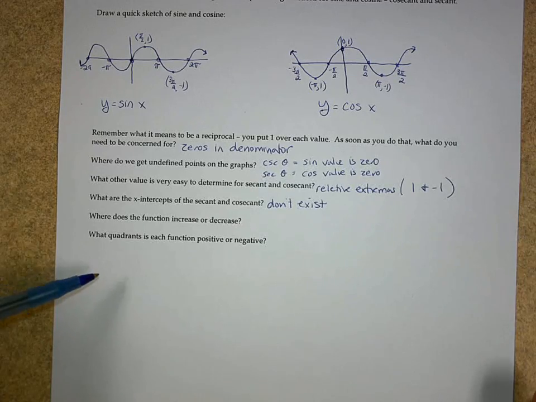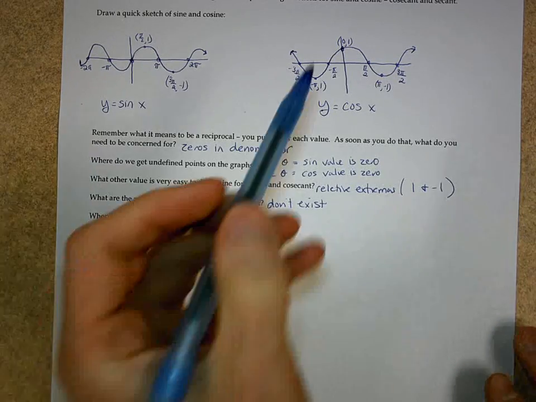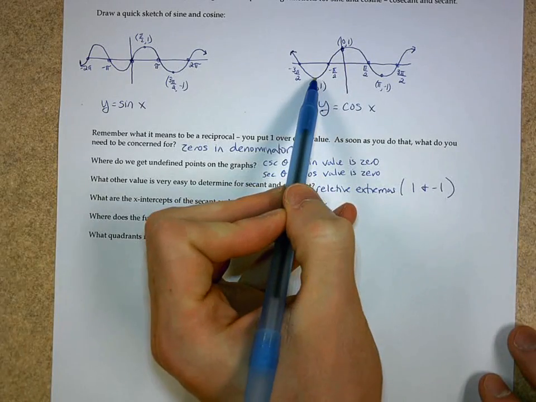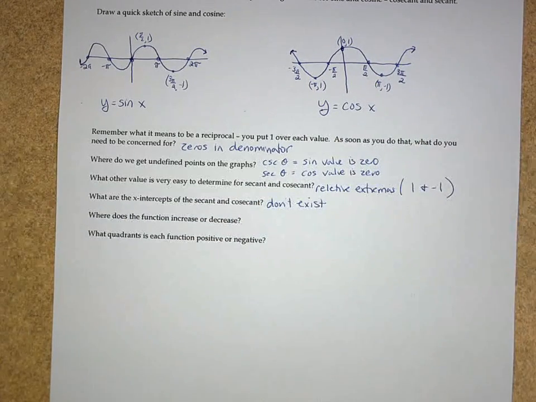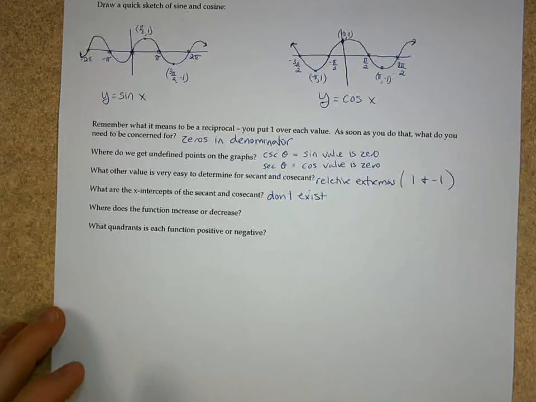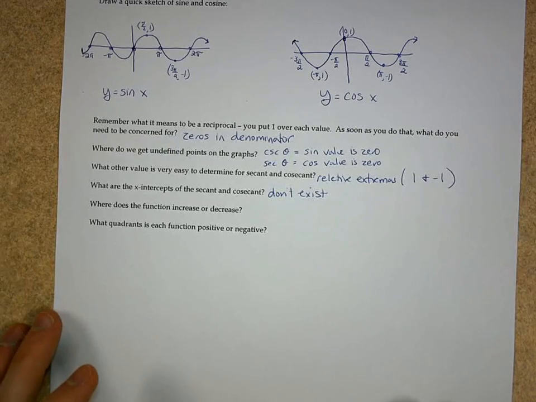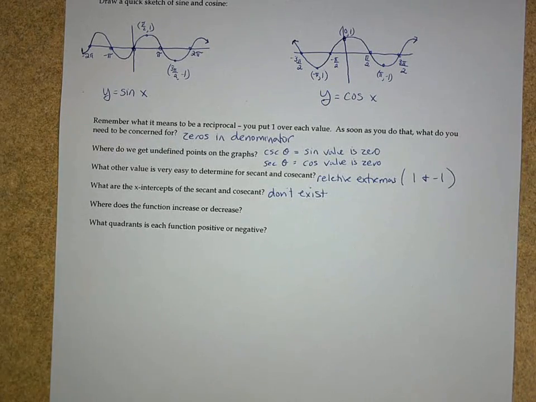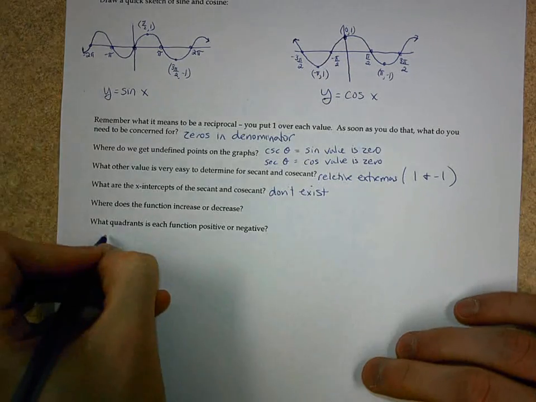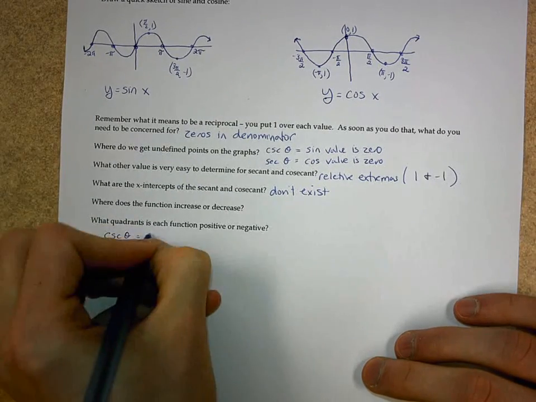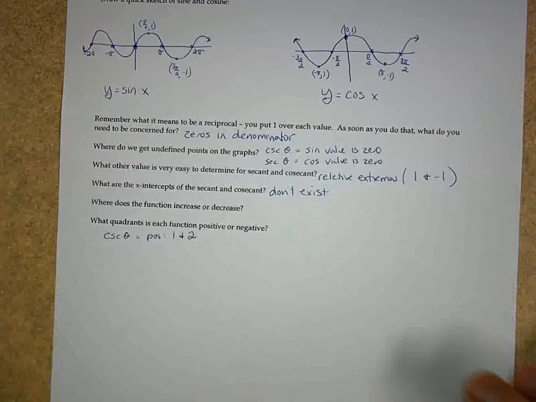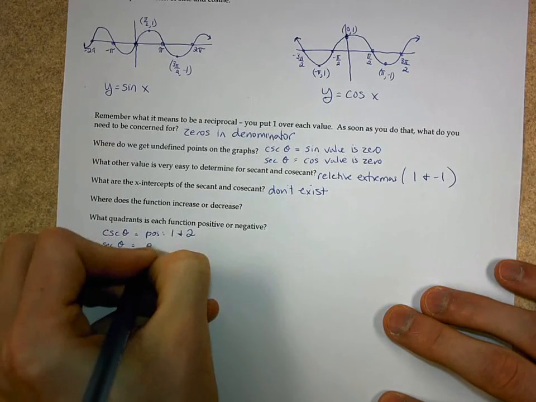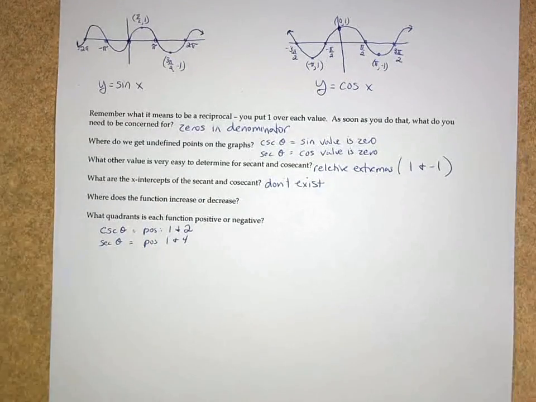Where does the function increase or decrease? Well, you can see that on the cyclic pattern, we've got an increasing function here from negative pi up to 0. We've got it from negative 1 up to 2 pi. So it really repeats every pi units that we've got this increase or decrease. And then once again, in what quadrants is each function positive or negative? We just want to have that in the back of our mind: All Students Take Calculus. And for the cosecant of theta, it's going to be positive in 1 and 2 because cosecant is tied to sine. And then for the secant of theta, it's going to be positive in 1 and 4 since that's tied to cosine.